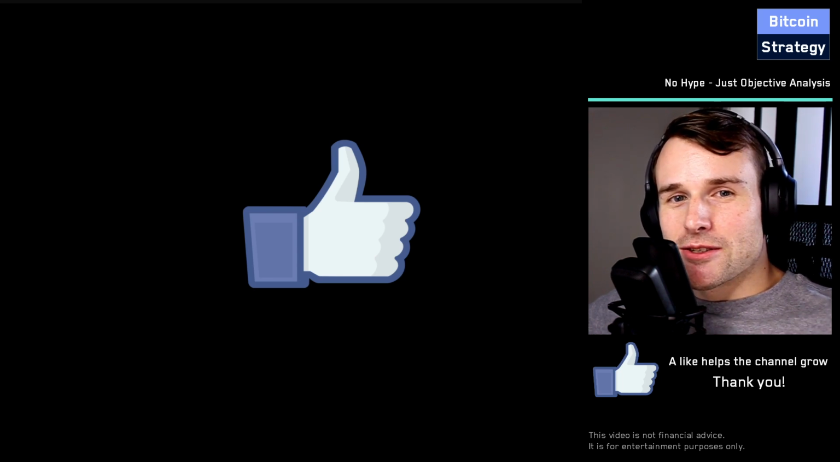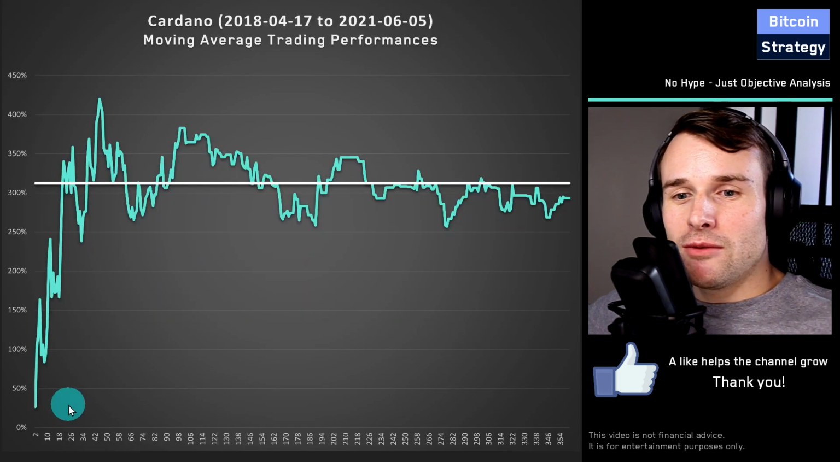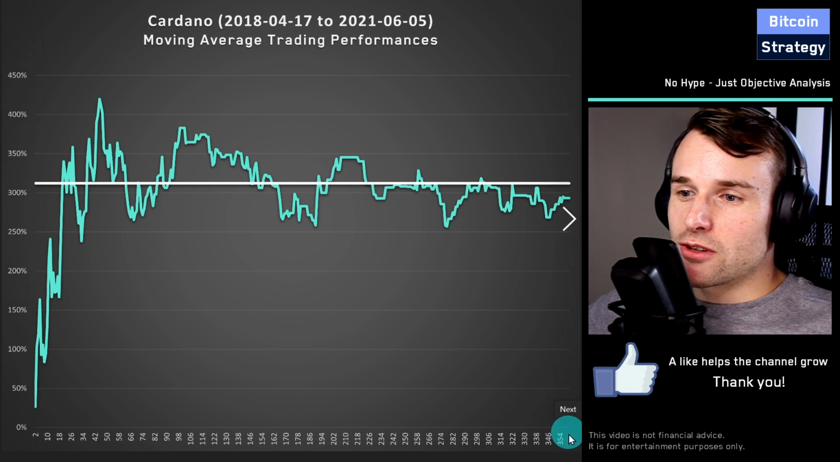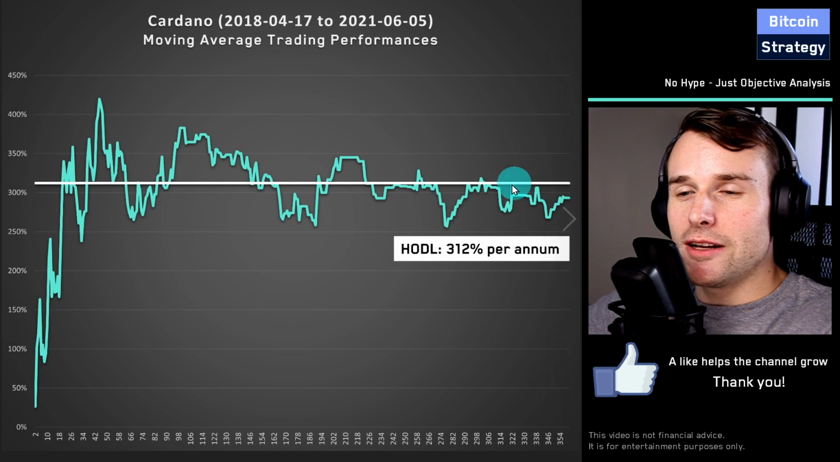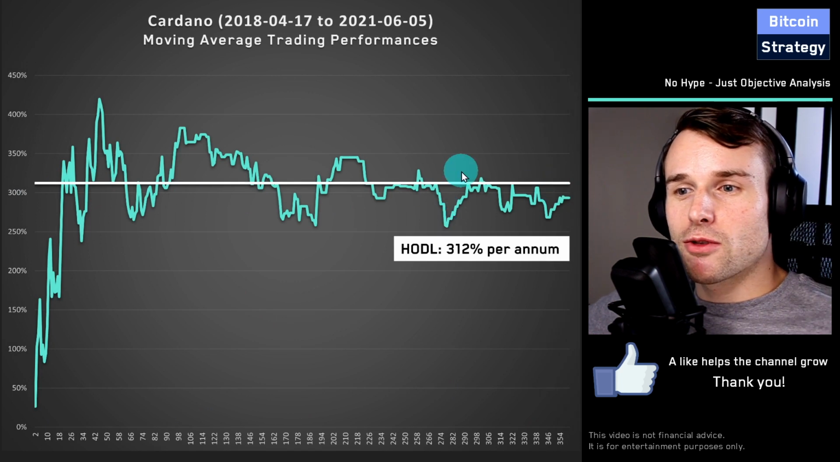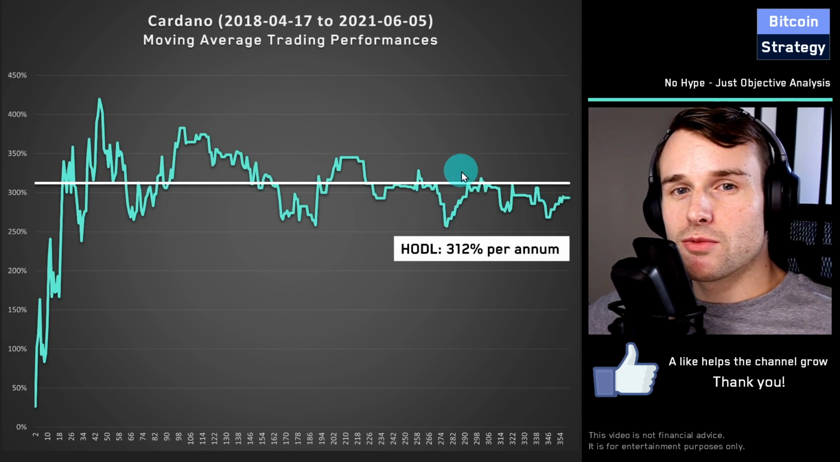Thank you. So let's look at what performed the best historically. Here's the chart. Again, we've got all moving averages from the 2-day moving average all the way to the 360-day moving average. In white, we see the hodl line, which is equivalent to 312% per annum. That's what you would have gotten from just buying and holding Cardano.